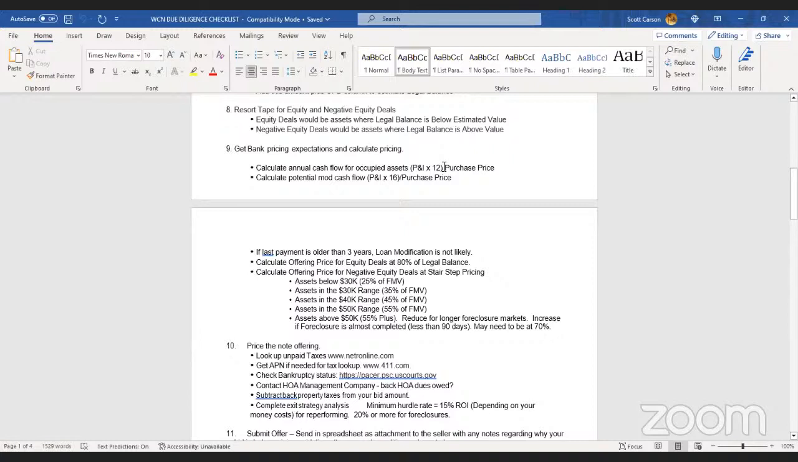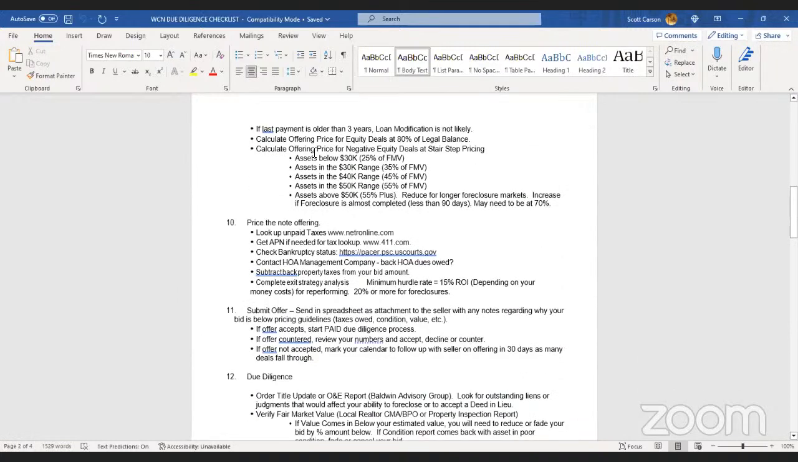Now, what I also do is put a column in there and calculate if I can get them to modify. I'm going to have them bring some skin in the game, at least 4 months of payment. So then I would do another column in there, 16 months of P&I divided by the purchase price will give me a rough ROI. Okay.